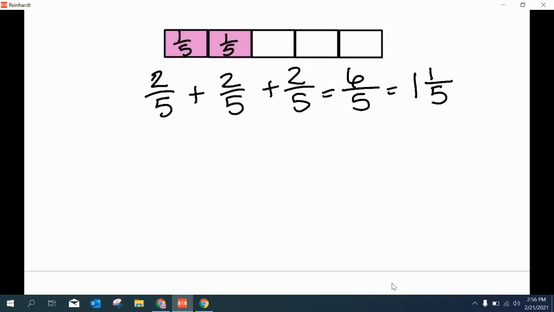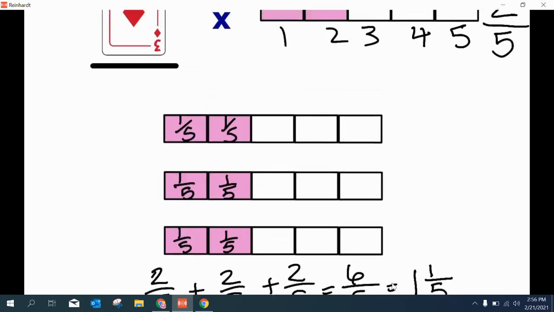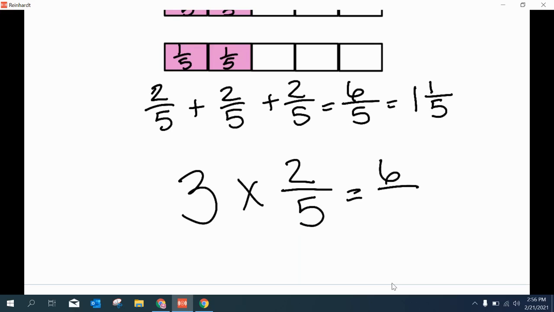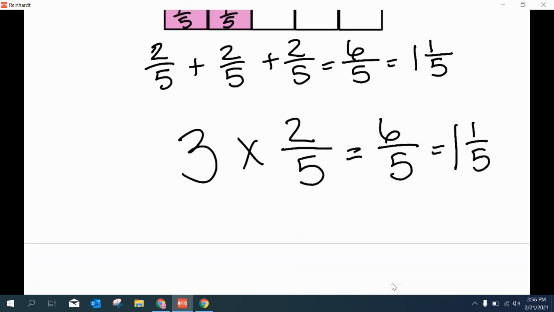Let's see how that looks if we multiply. Our whole number was 3. Our fraction was 2/5. And that equals 6/5, which you said equals 1 and 1/5. Are you seeing my trick yet?